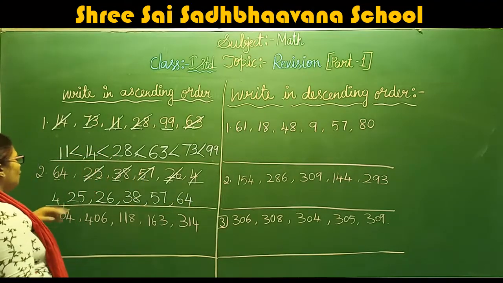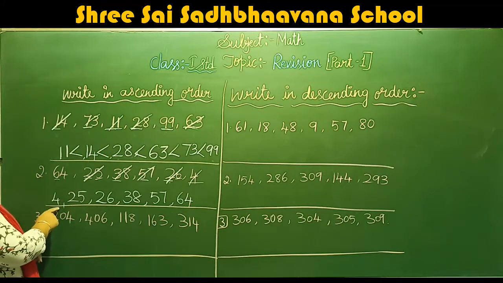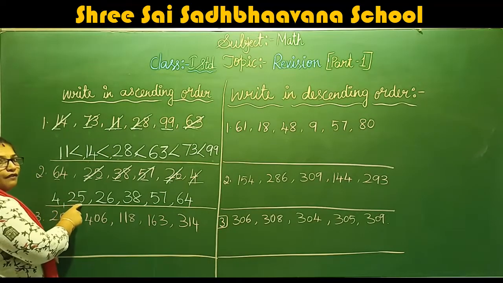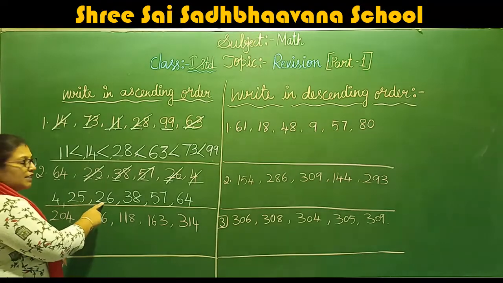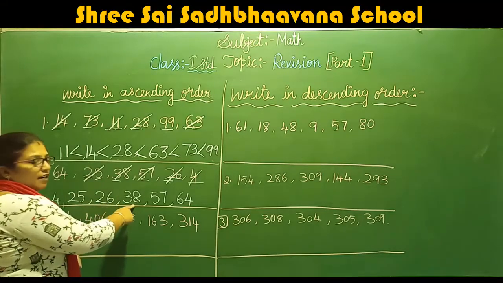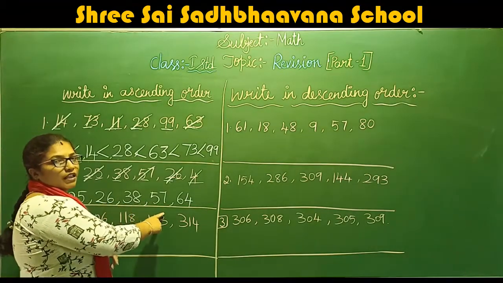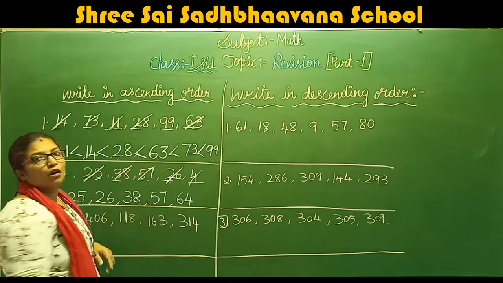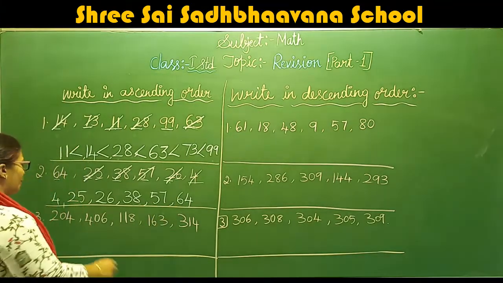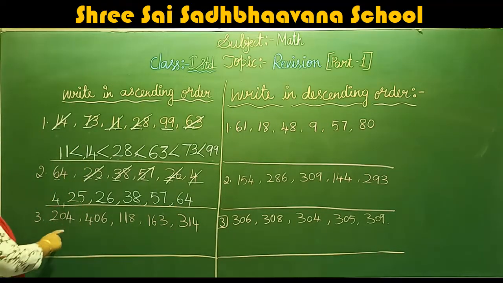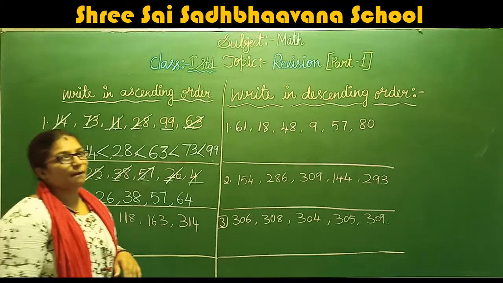So 4 is smaller than 25. 25 is smaller than 26. 26 is smaller than 38. 38 is smaller than 57. 57 is smaller than 64. Right? So next we have 3-digit numbers.